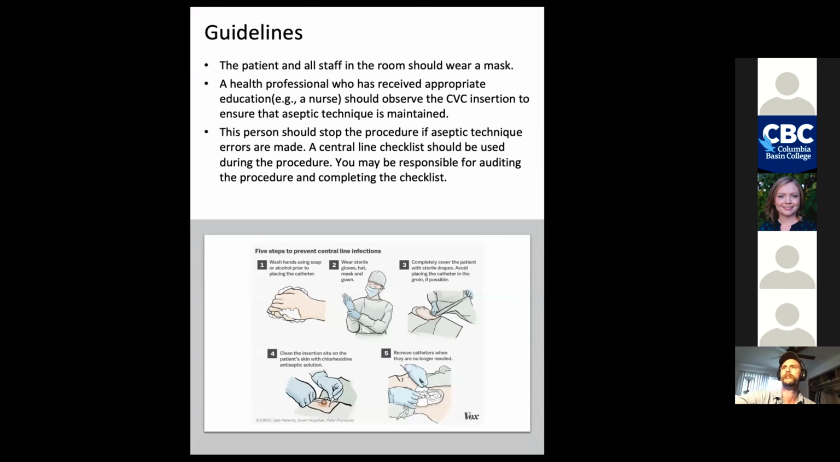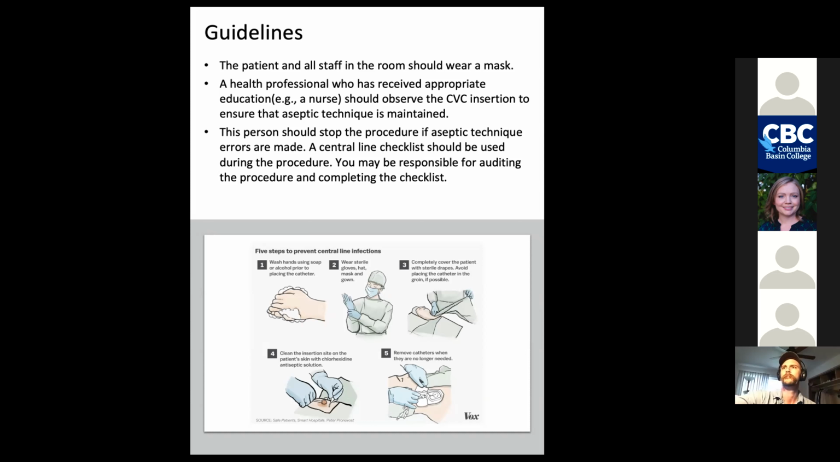So some guidelines we want to make sure we're following when this is being done: all patients and staff in the room should wear a mask. A health professional who has received appropriate education, like a nurse, should observe the CVC insertion to make sure that all aseptic technique is maintained. And if we see a break in sterile technique, we should stop the procedure and make sure that all the items on the checklist are being followed.